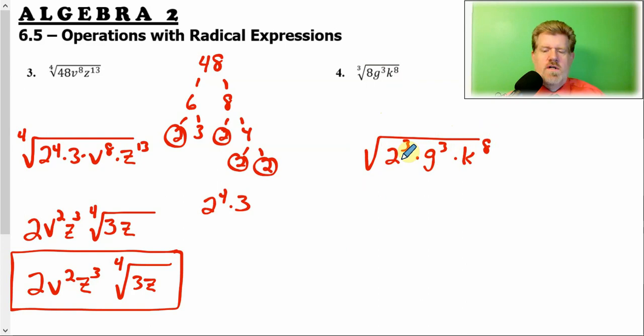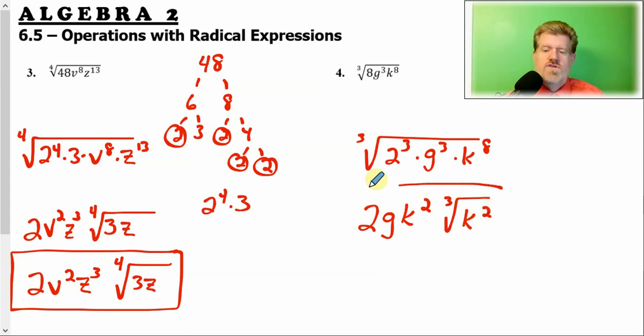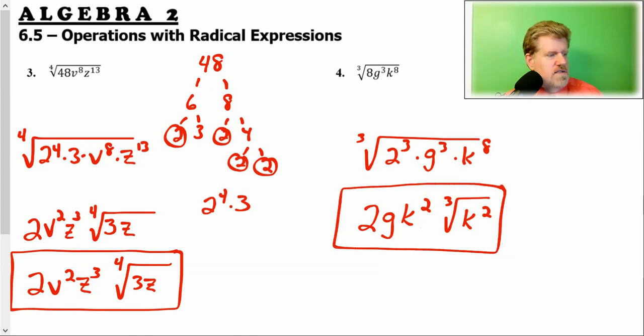Let's do each part. The cube root of 2 cubed is 2. The cube root of g cubed, 3 divided by 3 is 1. It's just a g. The cube root of k to the 8th. All right, how many 3's can we take out? So 3 goes into 8 twice, with 2 left over. So that k squared stays because there's 2 left over, and there's your answer. All right. How's that for a recap? Is that okay?